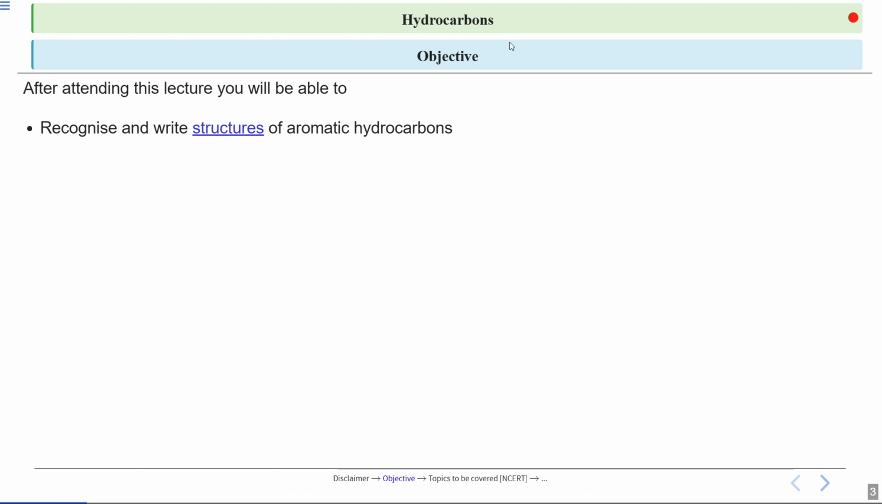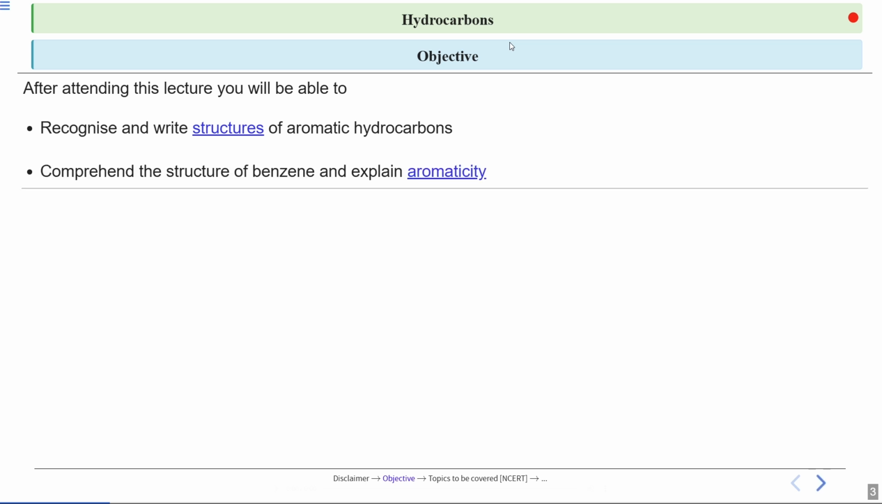So our focus will be on recognizing and writing the structure of aromatic hydrocarbons. So far, we have seen this term in various discussions, but we have not discussed it in detail. Therefore, our focus will be now on recognizing and writing the structure of this aromatic hydrocarbon. We will also practice drawing this structure and identifying their unique features.